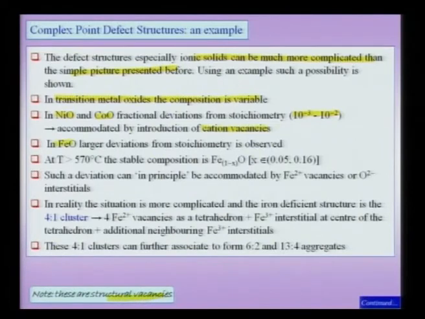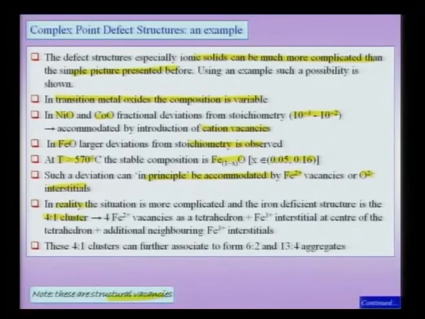In iron oxide, again, we have previously noted that there could be large deviations from stoichiometry. At temperatures greater than about 570 degrees, the stable composition is about Fe1-xO, in which x could be 0.05 to about 0.16, which is a pretty large number of cation vacancies we are talking about. Such a deviation, in principle, could be accommodated by Fe2+ vacancies or O2- interstitials. And we already noted that the anion is much larger and would not prefer to sit in the interstitial position. So, this part we have noted.